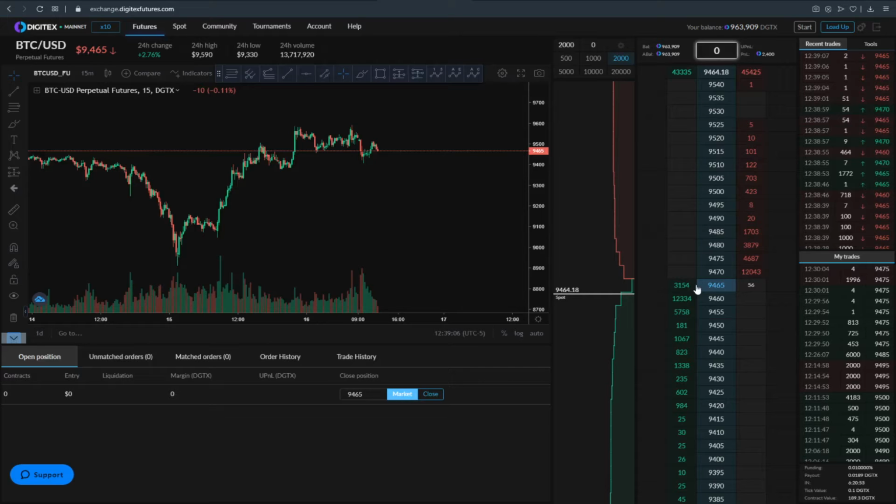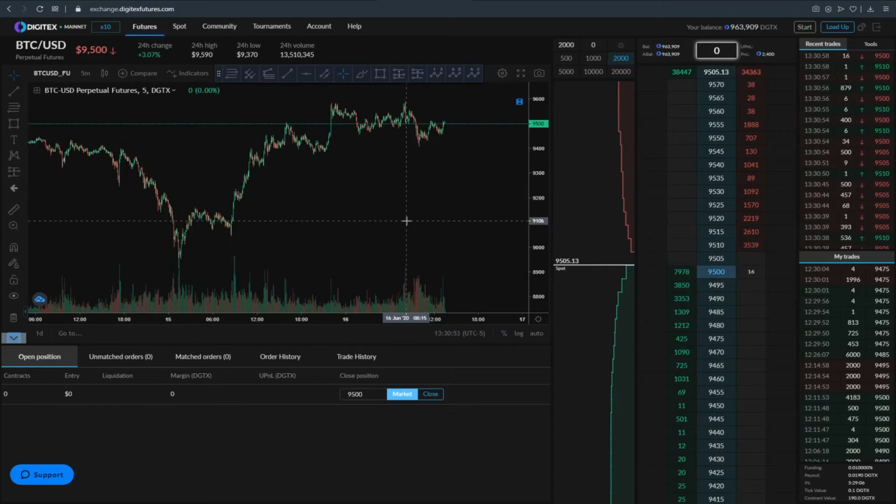You don't need to leave the computer if you're going to be in a trade, or if you are going to leave the computer and be in a trade, make sure you use low leverage and only risk small amounts of margin so that if you do get liquidated, it's not going to be very detrimental to your account.